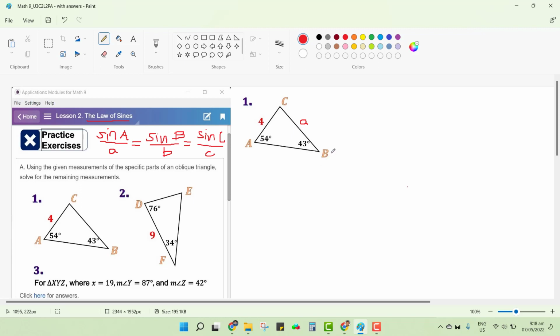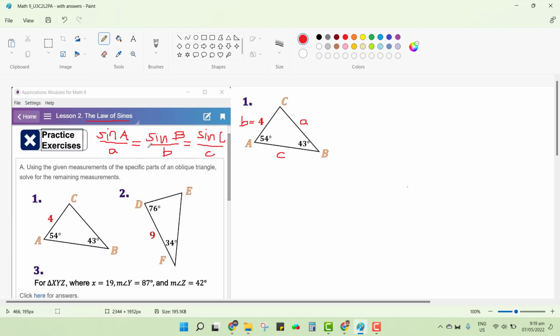The same is true with B, and its opposite side is here. So that's already given as 4. And letter C is the opposite side here. Now for number 2 and number 3, we are no longer using ABC, but the concept still holds true.